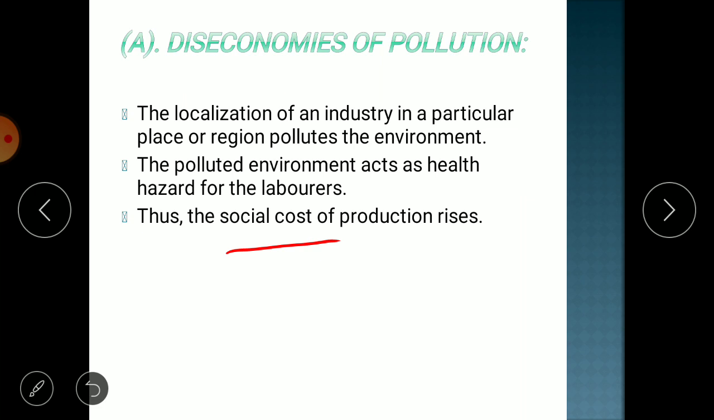So if they have a selfish motive, if they are self-centered only, then also they will get disease, they will be absent from work, their production schedule will be disturbed, and their cost of production will increase, which will happen to each and every employee of every firm within that industry. That is why we are terming it diseconomies of pollution as a part of external diseconomies.